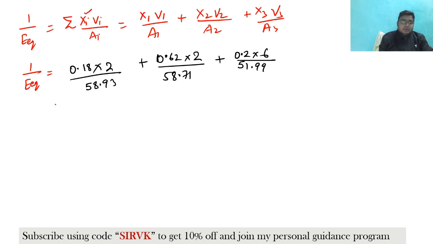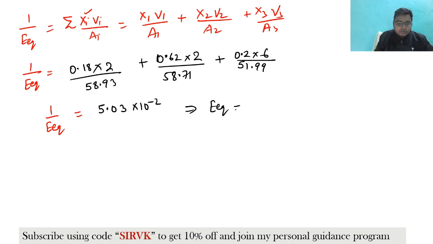Now if you will be solving from here, so now what we have seen is that this is the 1 by E equivalent. Now from here when you calculate, you will be getting 1 by E equivalent to be basically around 5.03 into 10 to the power minus of 2, from which E equivalent would come to be 19.8807. Now from here, what you can understand is how you can find the MRR.